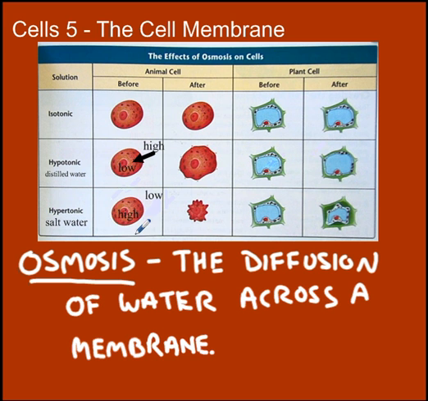So when you place a cell in a hypertonic solution, like salt water, you're going to have a high concentration of water on the inside and a lower concentration on the outside. So by osmosis, the water will be moving out of the cell and it will shrivel up. If it's a plant cell, the cell wall will still hold its shape, but the cytoplasm will shrivel up inside.